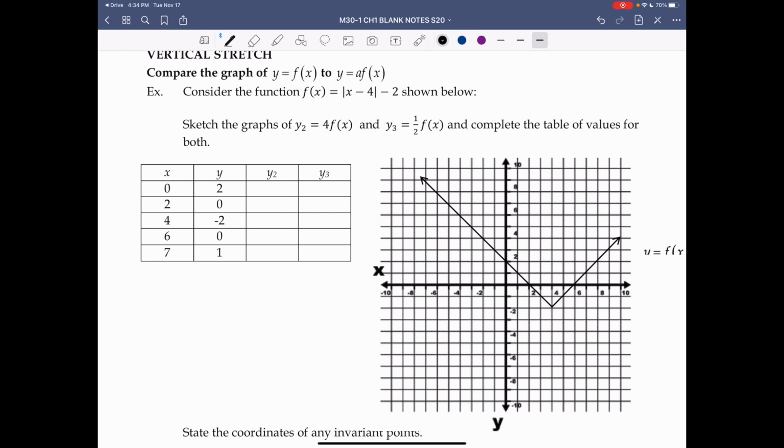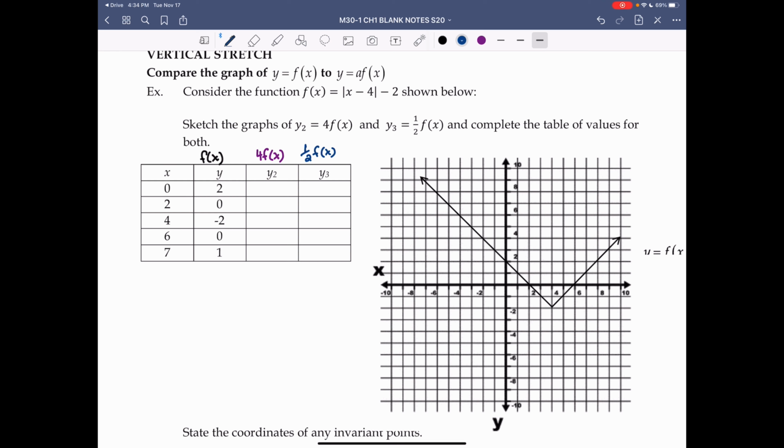We have a table of values here. We've got our x values and then the y values, which would be f of x, the values of f of x. Then we have y2, that's going to be our y values for the y2 function, which is 4 f of x. And then we have y3, which are the y values for the third function, 1/2 times f of x.